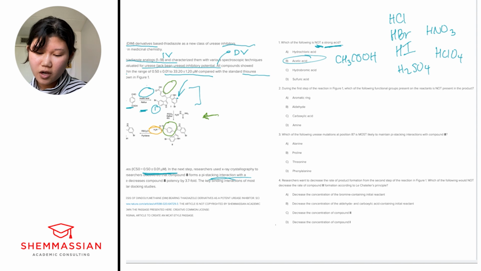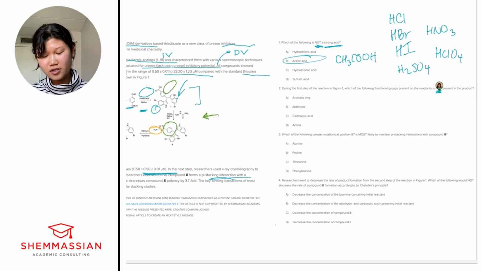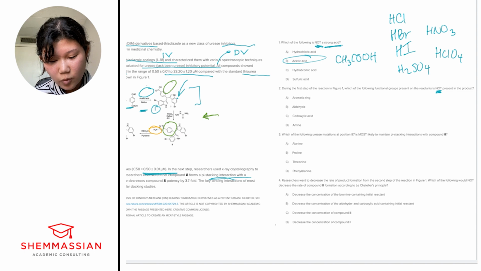During the first step of the reaction in figure 1, which of the following functional groups present on the reactants is not present in the product? Okay, so again, there's a not. So we're going to look for one of the functional groups that is not in the product, and then in the first step.